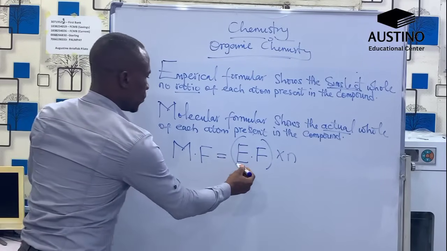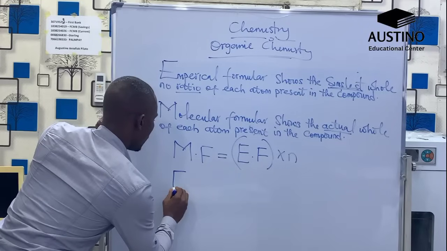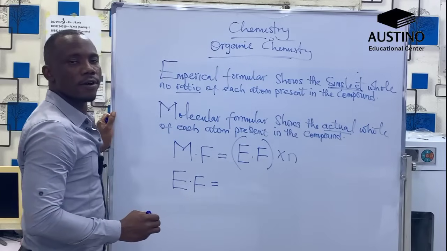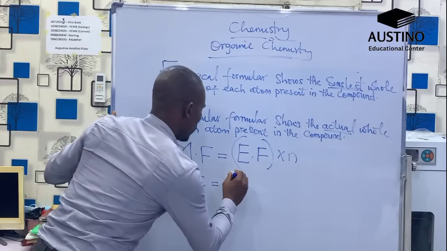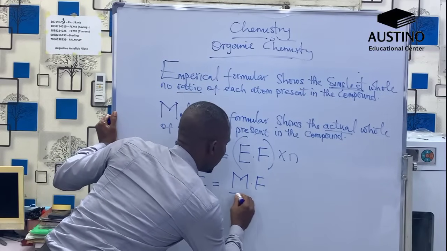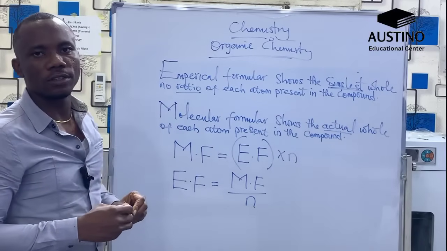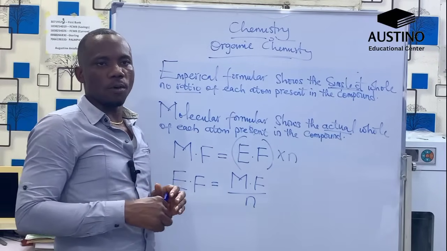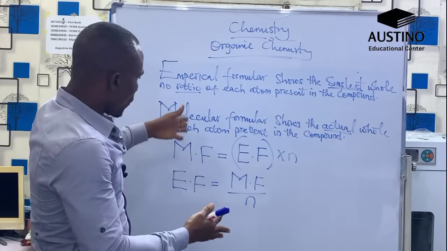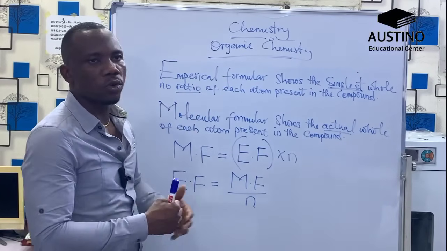So we can also say, by way of relationship, that the molecular formula M.F divided by n will give us the empirical formula. So we can relate this to empirical and molecular formula.